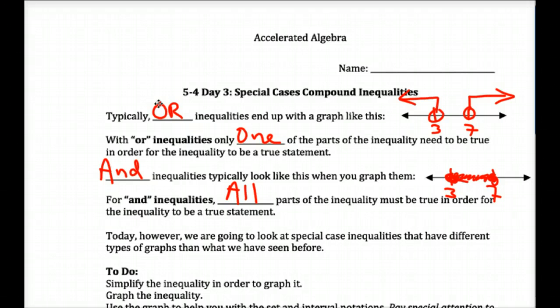But how about an or that goes like this? Well, we're not doing this. This counts, and this counts. So if you have an or that kind of looks like it's going to be an and, but it's an or, that would be all real numbers. Everybody agree? Yeah. Okay? That's tricky. A lot of things to think about. All right.